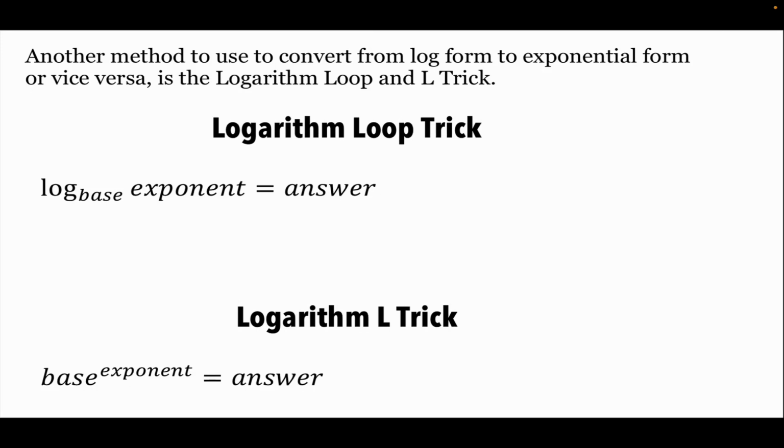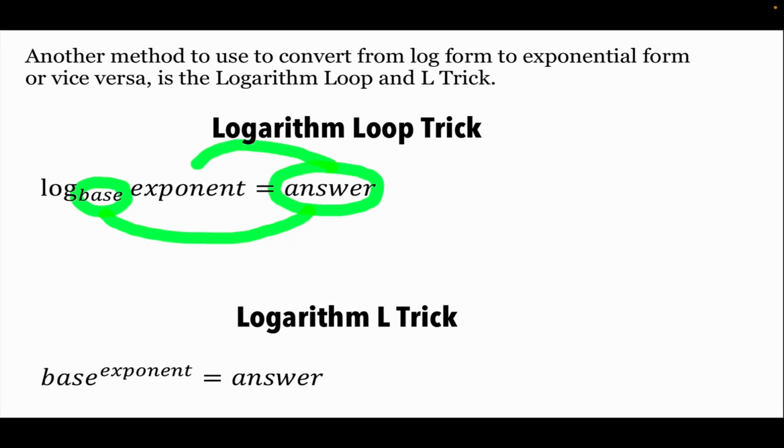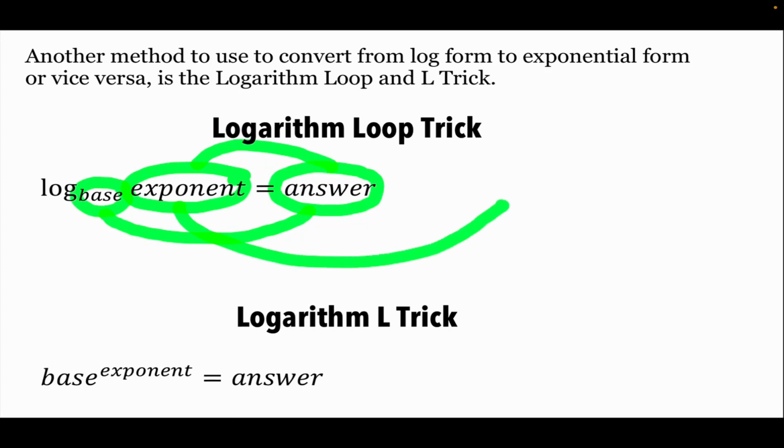Okay, so the loop trick. Watch before you do. How do I get this from a log to an exponent? Well, first thing you're going to do is start with the base. You're going to start with the base, and then you're going to loop around till you get to the answer. And then the last thing you're going to do is go over here to the exponent and then loop out. So the first thing you're going to hit is the base. The next thing you're going to hit is the answer.